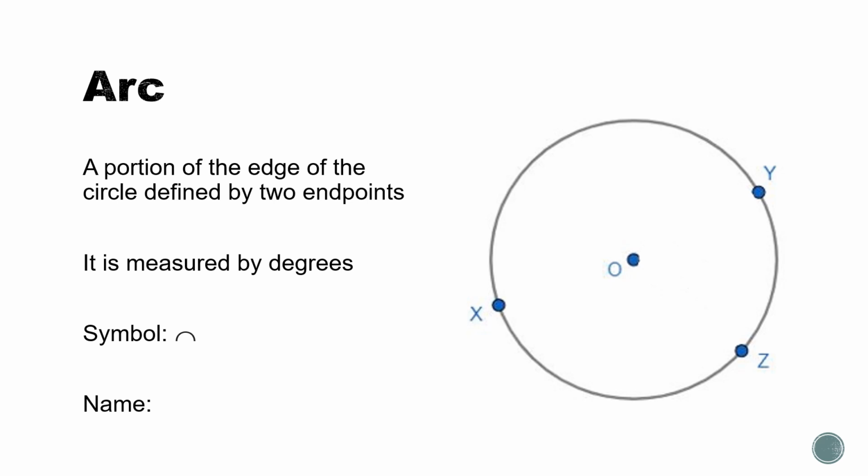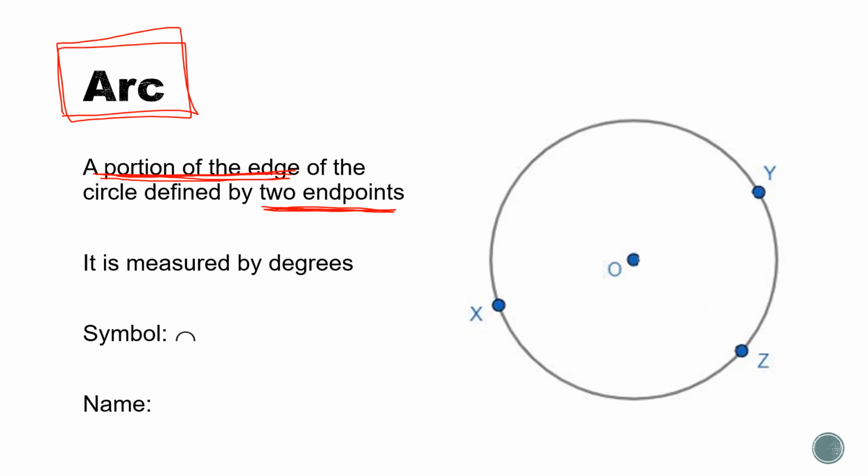Now these next vocabulary words are our last vocabulary words, I believe. 3 or 4. And they are super important because this is a new notation, a new symbol. We have never seen this before. So this is called an arc. An arc is a portion of the edge of the circle, and it's going to be defined by 2 endpoints.